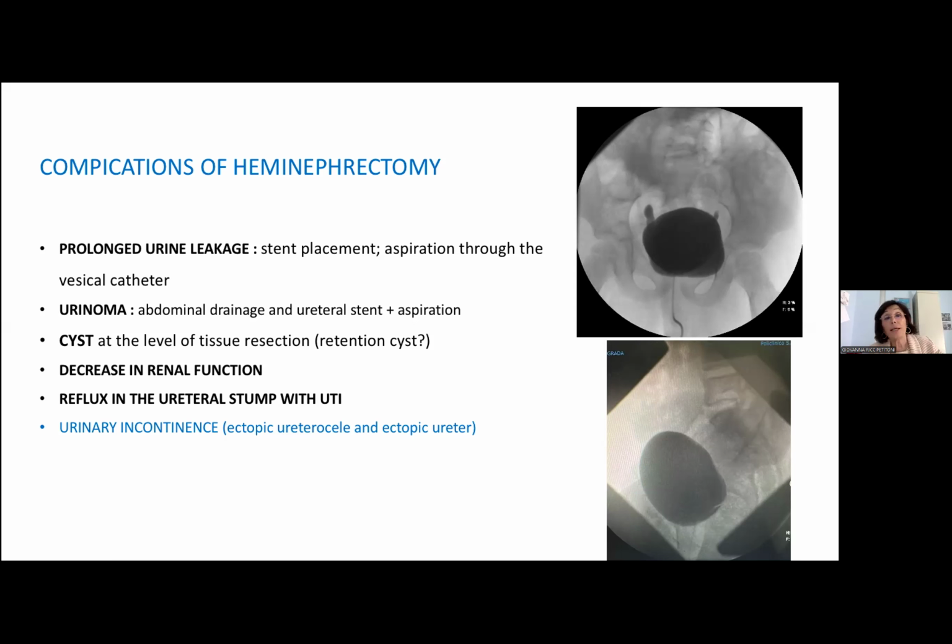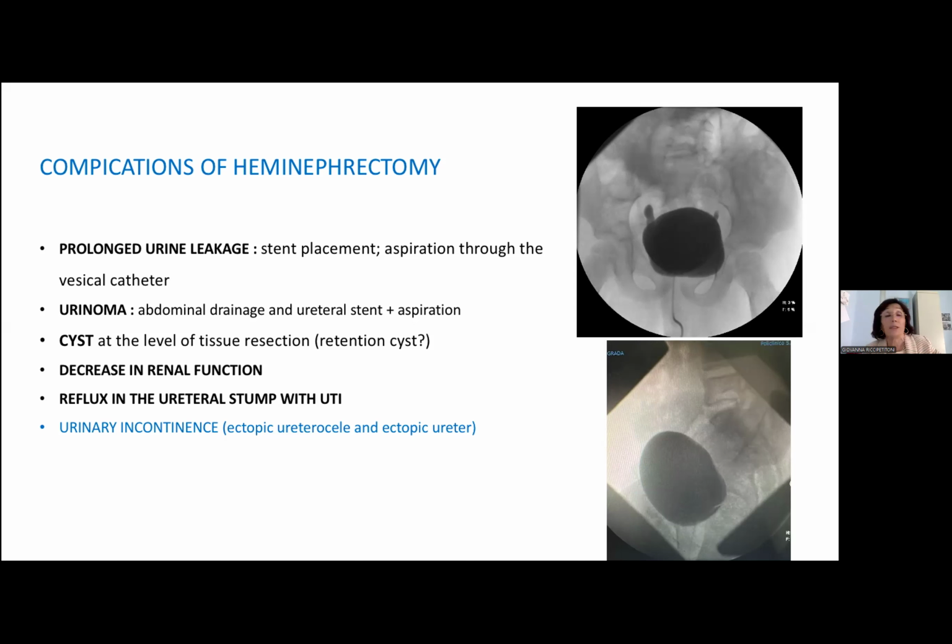Then reflux in the urethral stump. If there is no urinary infection, I think we have to do nothing. But we have to follow this patient, because if there is an infection or if the stump grows, we have to take away the stump.